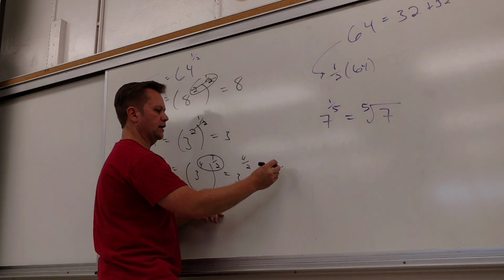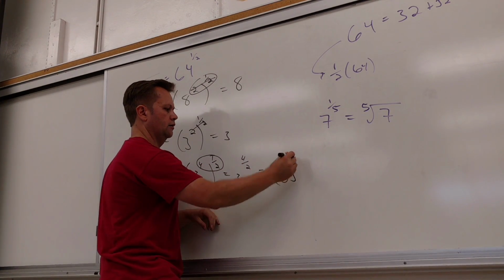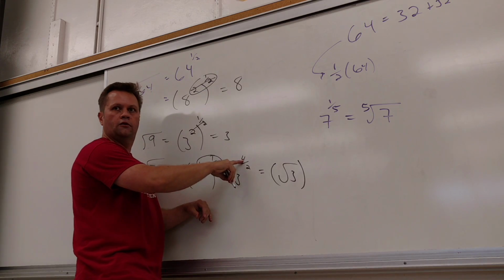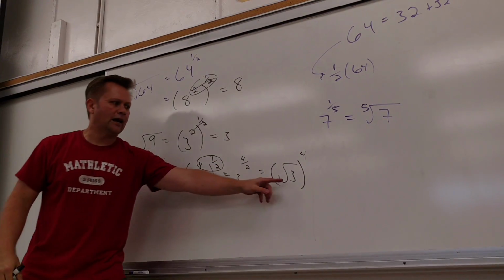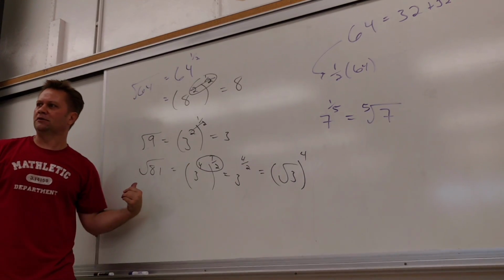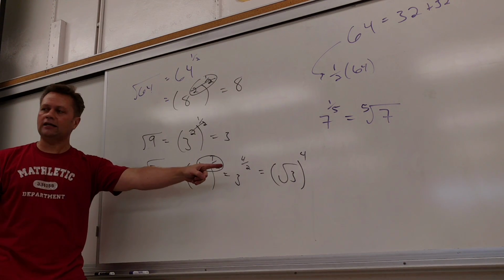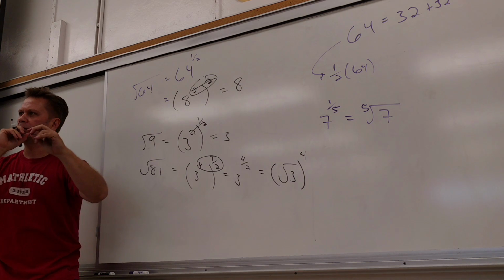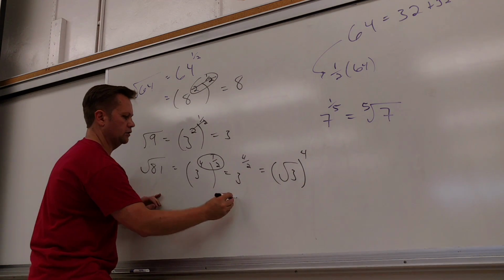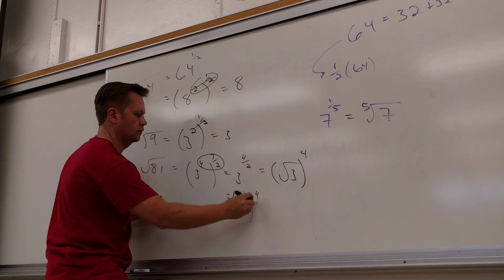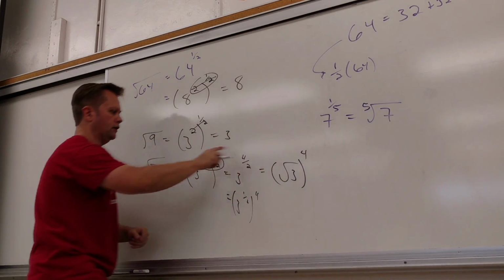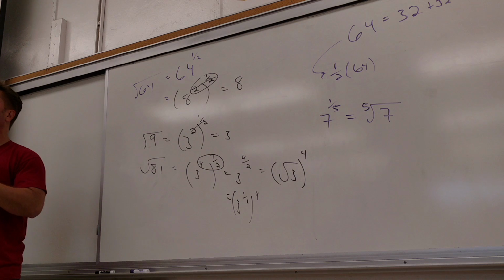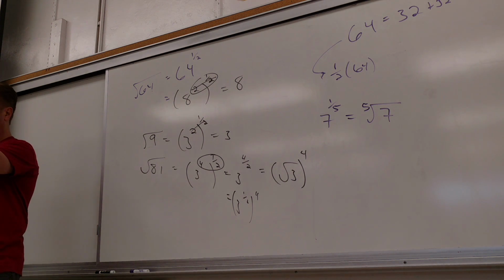And the top, so I can say this is the square root of 3 to the 4th power. That means the same thing. Is that nicer to look at than this? No. But they mean the same thing. This is 3 to the 1/2 to the 4th. So these mean the same thing. I can change these around. I can put the 4 on the outside, or I can put the 4 on the inside and make it 81.